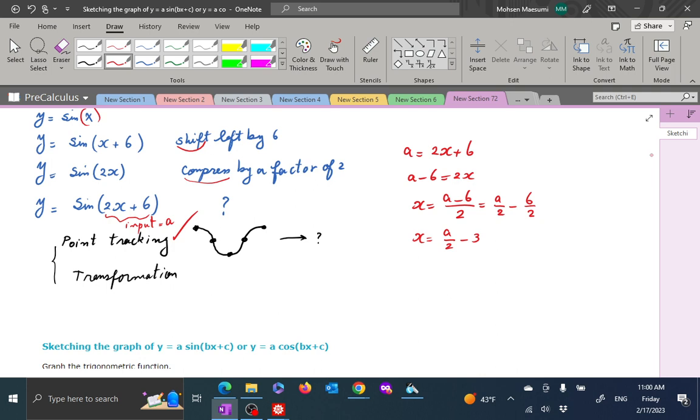So dividing by 2 is understood exactly as it says. Dividing means making things smaller, making things compressed. So that's how you write it, how you read it: this means compressed by a factor of 2.